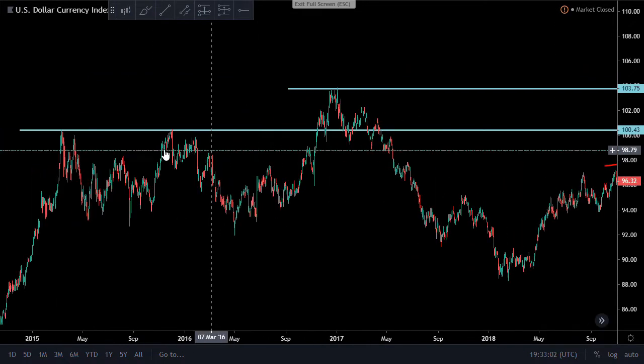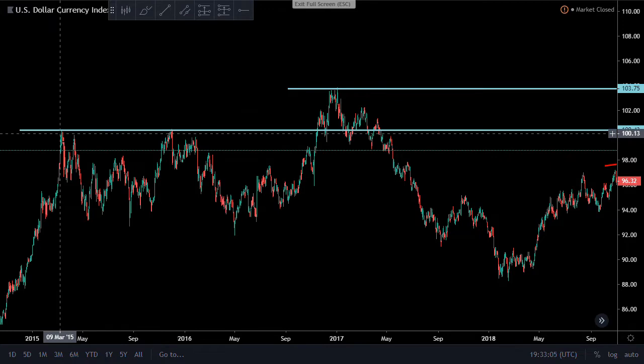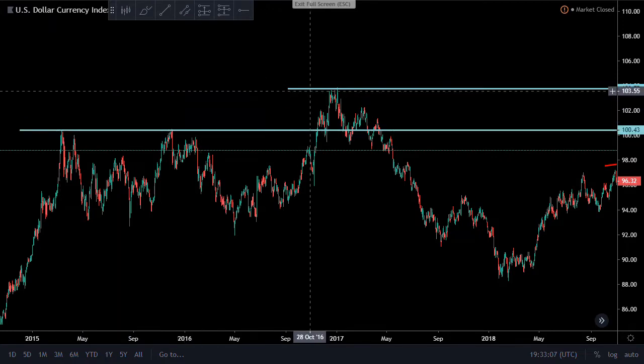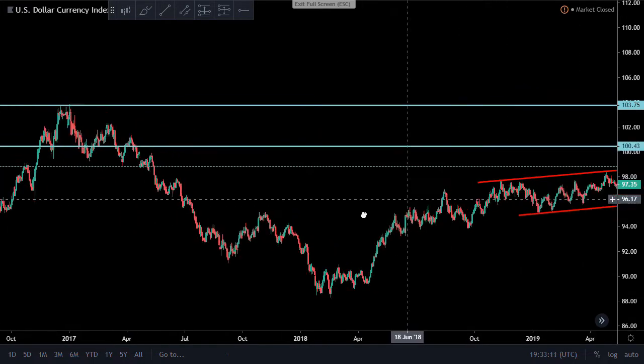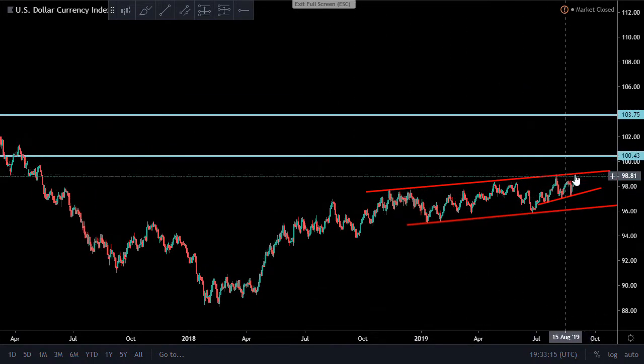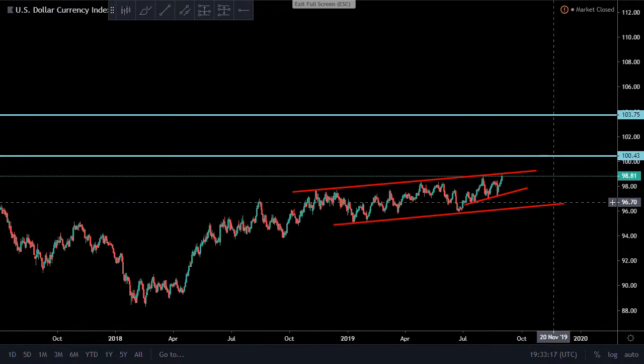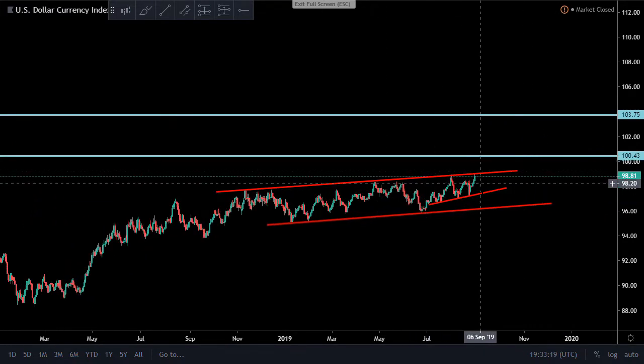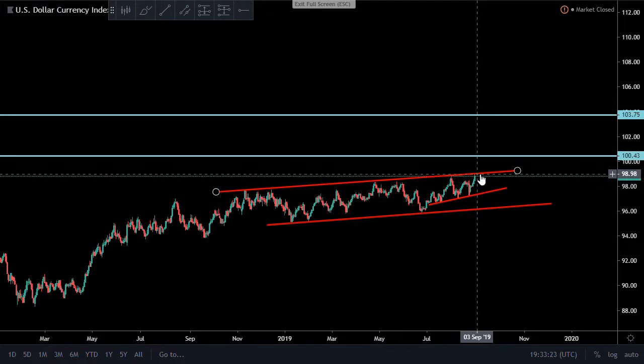So, the major keys that we have: first we have this area around 100 points, then we have also around 103 points. Then from there we have these key areas, 1 to 3 points on the channel. So these are the small key areas. What we are expecting for the US dollar is to weaken a bit against the other pairs.